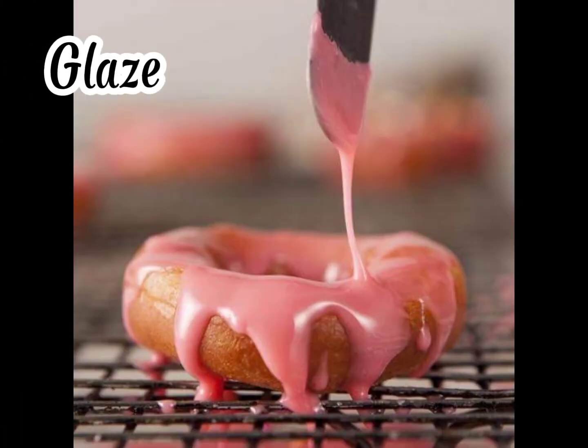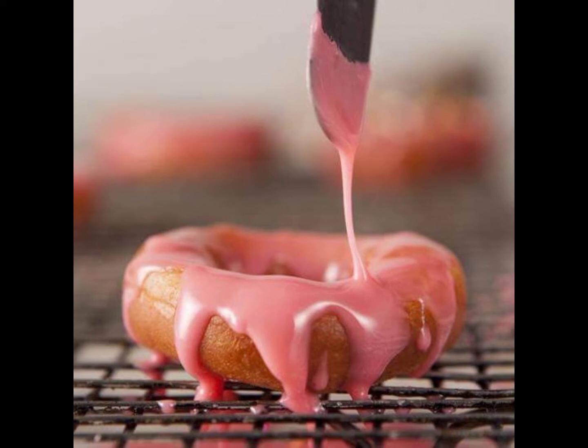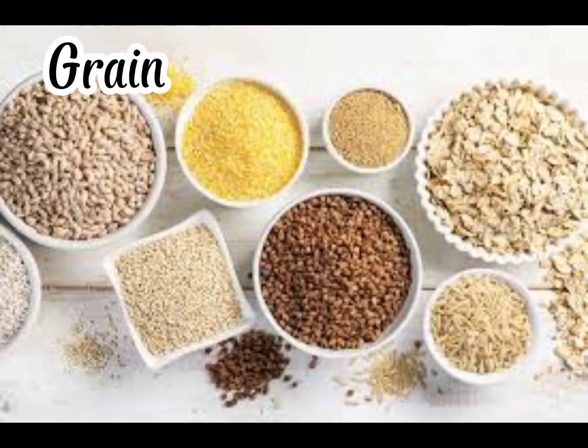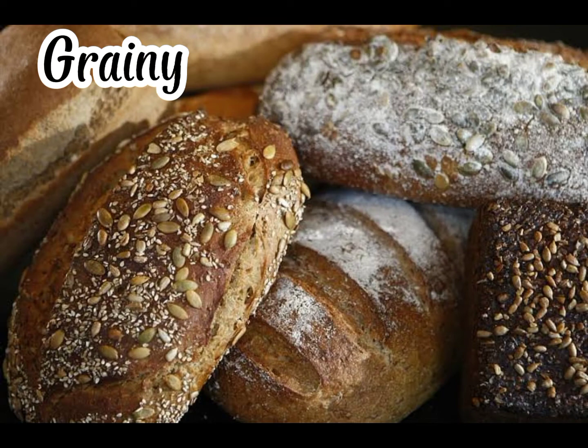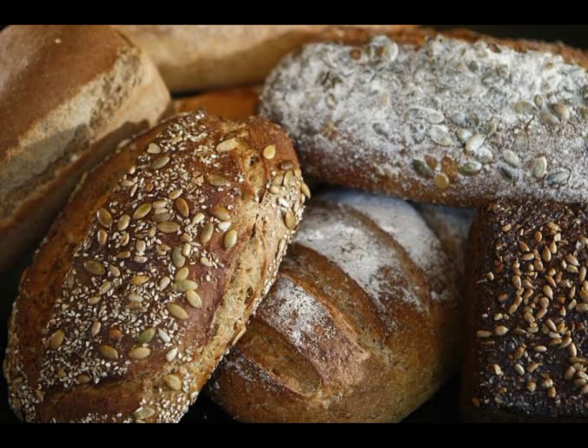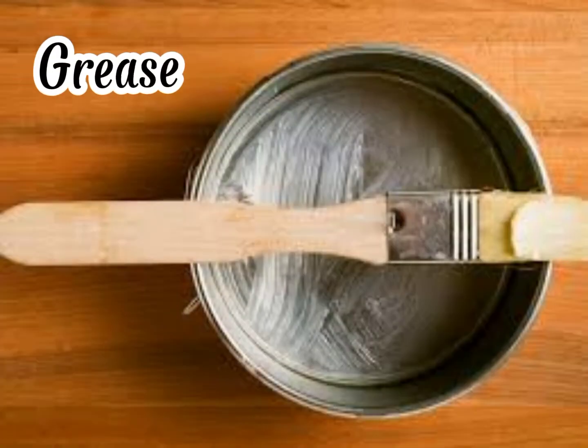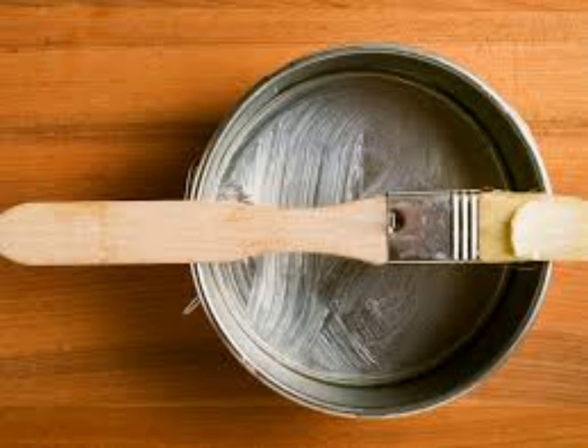To make the surface of a food shiny by coating with a layer of sugar, butter, or any other glossy liquid. Name for the proteins found in grains such as wheat, barley, and rye. The seeds from a food plant such as grass and cereal sprouts. Refers to the texture of a substance not smooth or fine, has granular bits. To lubricate or oil something, usually a pan, with a fat or butter.